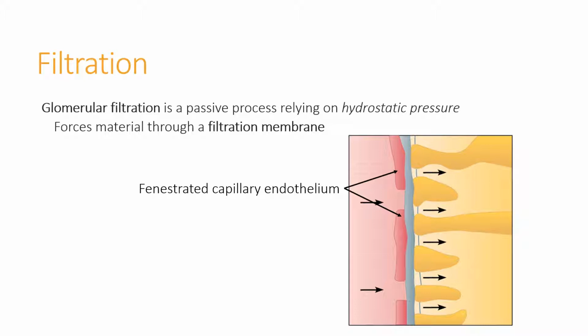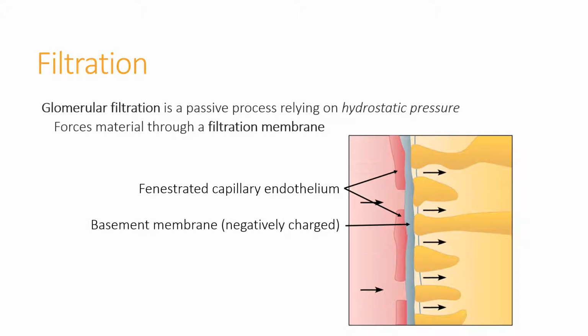The first is the fenestrated capillary endothelium. Here, in our glomerulus, we have a fenestrated kind of capillary, which means that there are gaps or spaces between some of the cells. That gap or space provides an area for small particles to get pushed out of the blood and into the kidney tubules. But the fenestrations are small enough that cells cannot pass through them and stay trapped within the blood vessel.